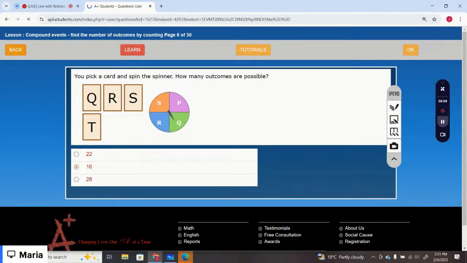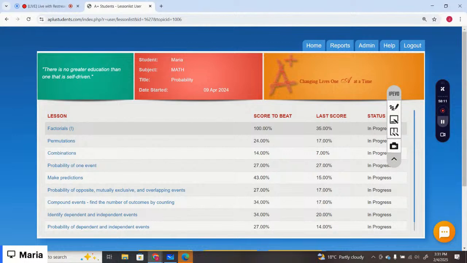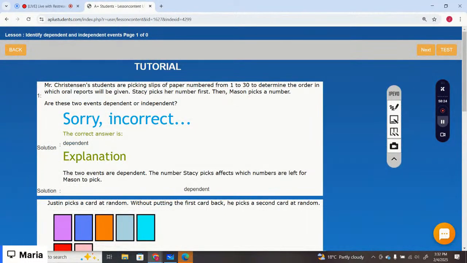The next lesson is identify dependent and independent events. So, Mr. Christensen's students are picking slips of papers numbered from 1 to 30 to determine the order in which oral reports will be given. Stacky picks the number first, then Mason picks a number. Are these two events dependent or independent?